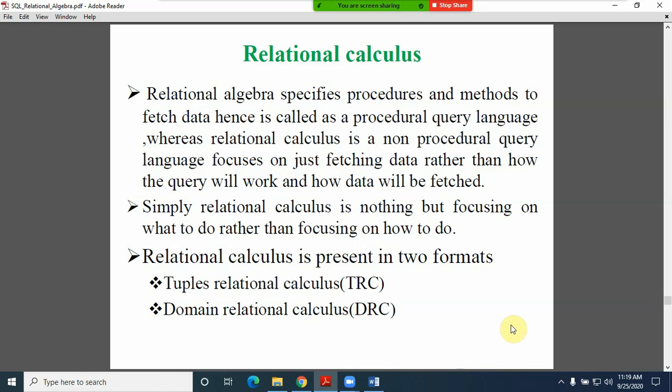The reason is in SQL we are specifying only what, whereas in relational algebra we are specifying what and how. Similar to SQL, relational calculus also specifies only what. But here in relational calculus you have to follow either of two formats. One format is tuple relational calculus, another format is domain relational calculus. The tuple relational calculus and the domain relational calculus define the convention of relational calculus.